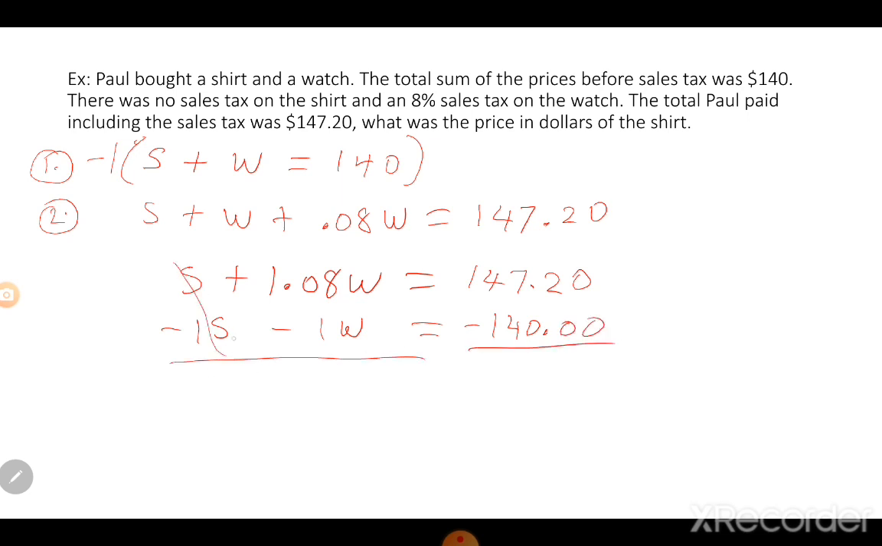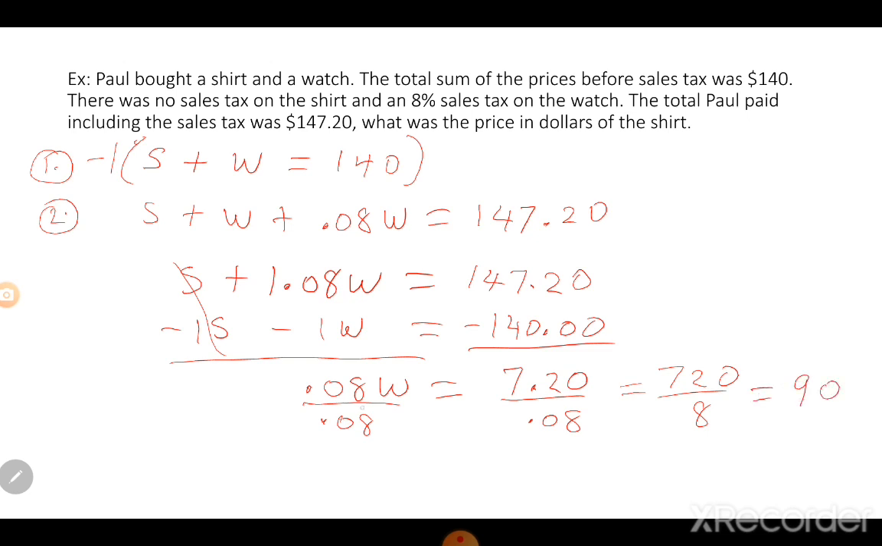Now these two cancel out, and this would leave 0.08w is equal to 7.20, and divide both sides by 0.08. Now, if I had to save myself using a calculator, I just moved the decimal 2 places for both the numerator and denominator. That would give me 720/8. So this is 90. So that means the watch costs $90.